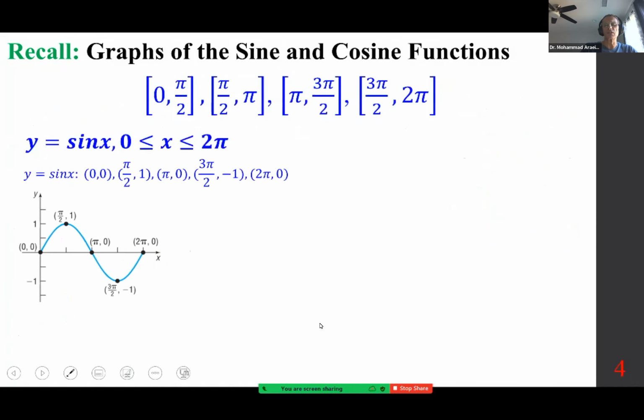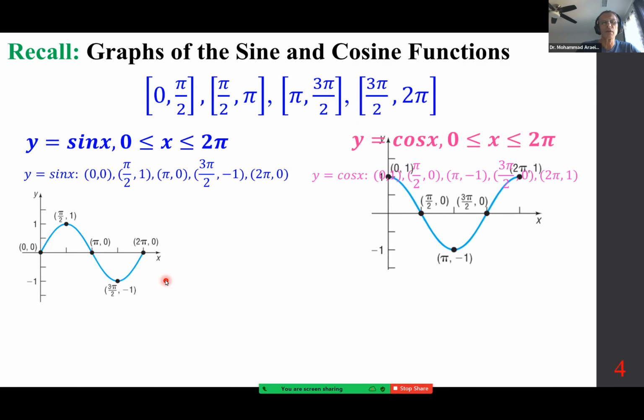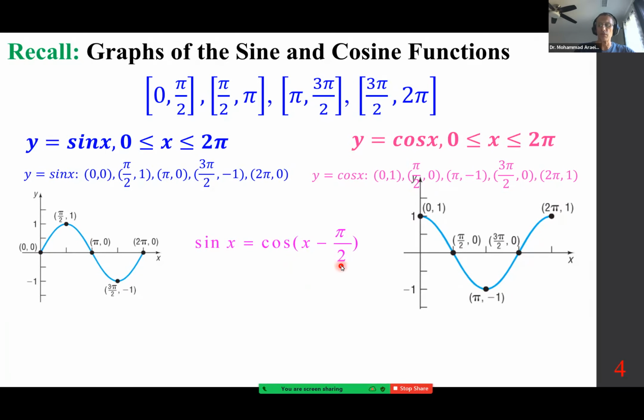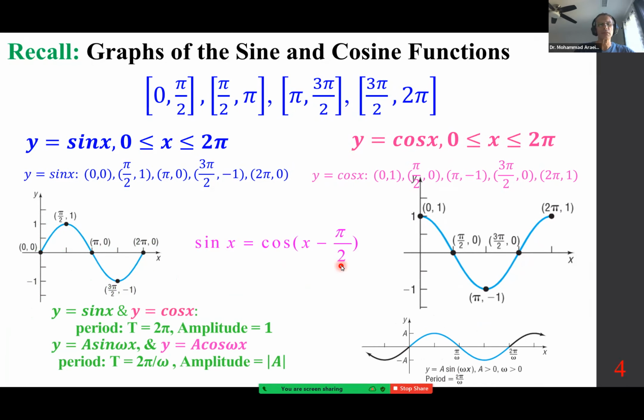As far as graphing, sine or cosine makes no difference. For a basic sine or cosine, the period is 2 pi. We cut it into 4 equal parts, and that gives us 4 arcs for sine and 4 arcs for cosine. Sine and cosine are ultimately the same with a difference of pi over 2. So sine x is cosine of x minus pi over 2. And the period in general is 2 pi divided by the coefficient of the variable x, in this case, omega.